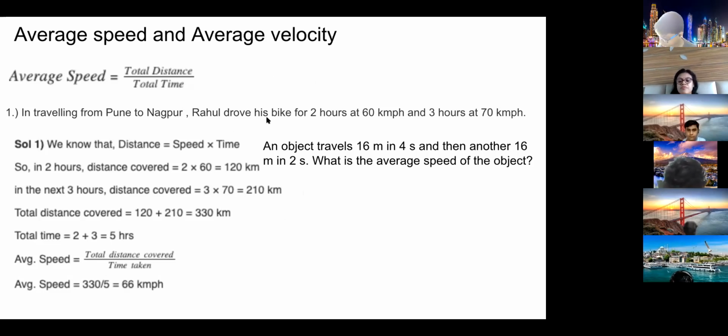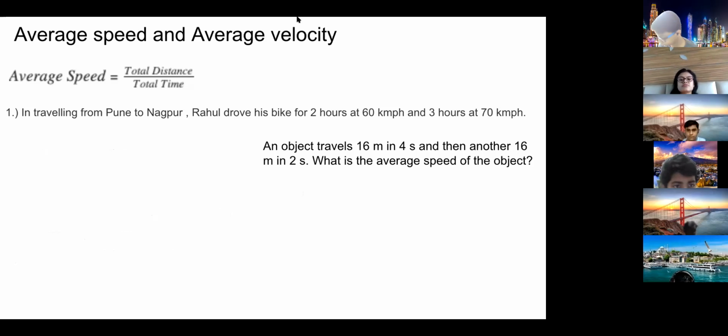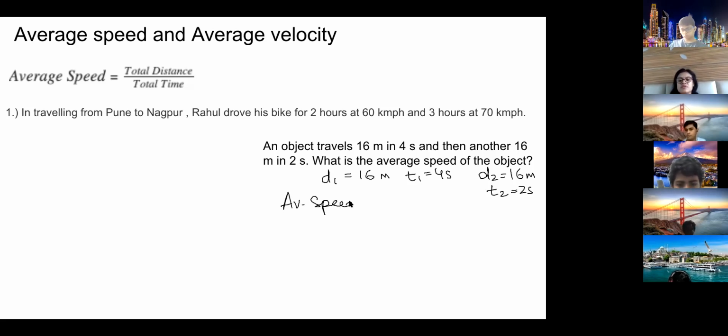How will you do this? Previous question. Yes, Saklain, correct answer. But 5.4 will not come. You rounded off to 4. It is not 4. It is 3 only, even if you round off. See, D1 over here, first distance, is 16 meter and T1 is 4 seconds. D2, second distance, is also 16 meter and T2 is 2 seconds. So average speed is equal to D1 plus D2 upon T1 plus T2.